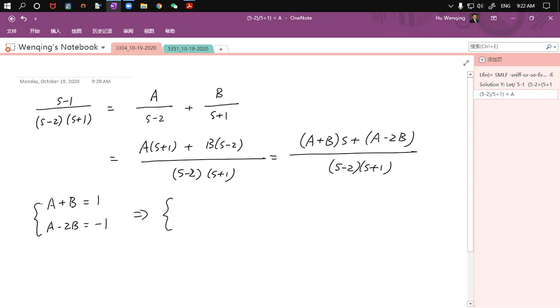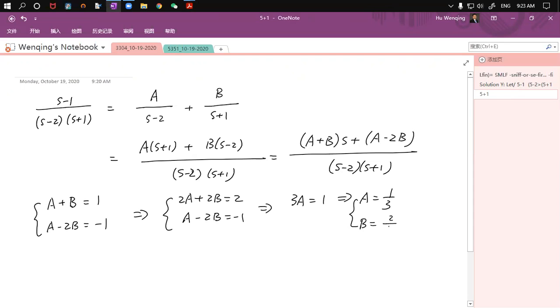Basically, from the first equation, 2A plus 2B is equal to 2, and A minus 2B is equal to minus 1. So that means 3 times A is equal to 1, which means that A is equal to 1/3. Is that good for everybody? So if A is equal to 1/3, B is equal to 2/3, because their sum has to be equal to 1.